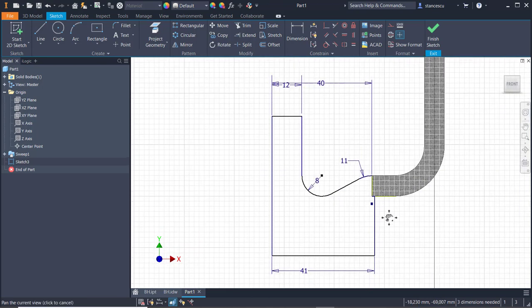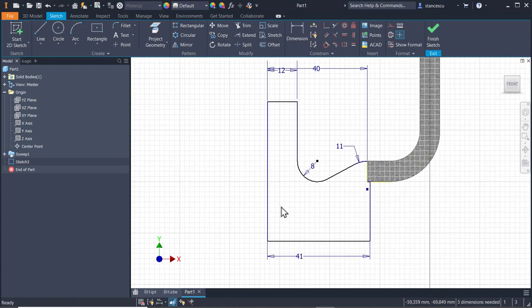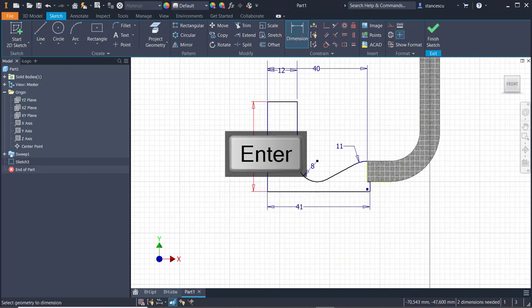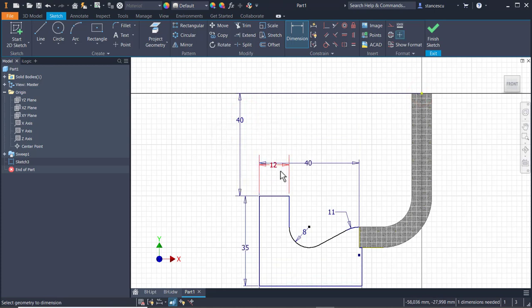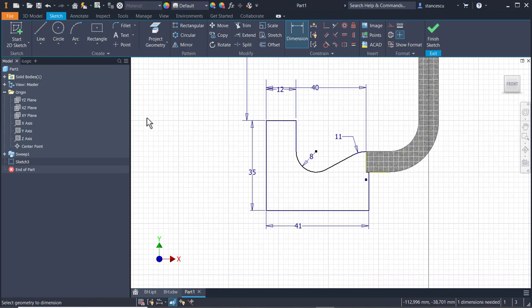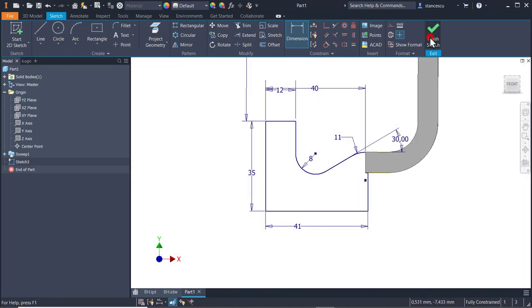3 dimensions are needed. Of course, this is 35. This is 40. And the angle is 30. Good, fully constrained.